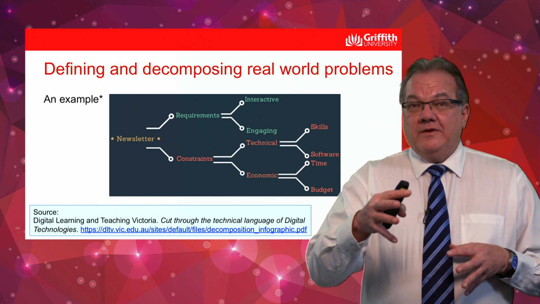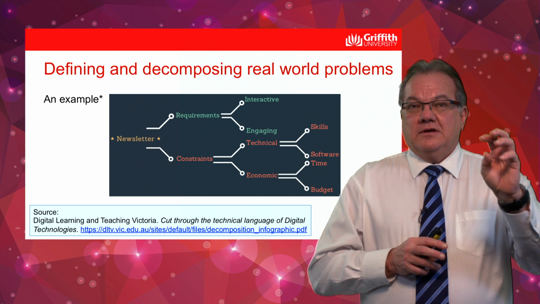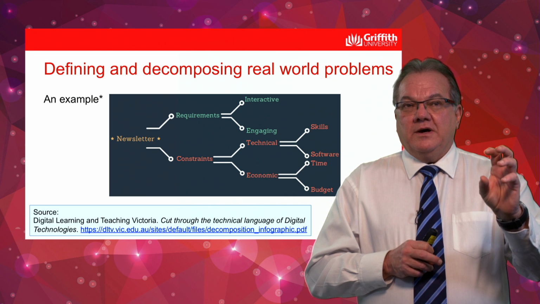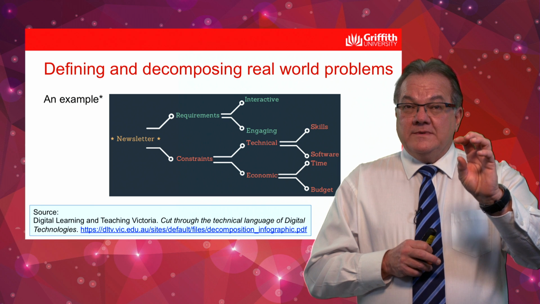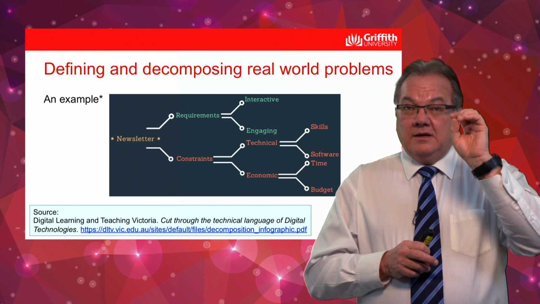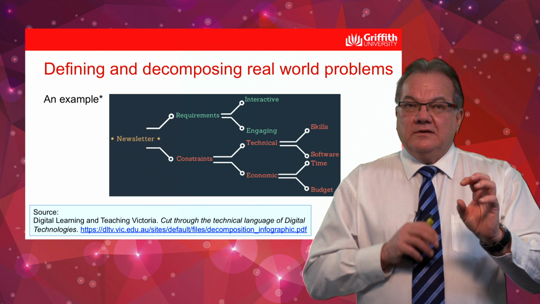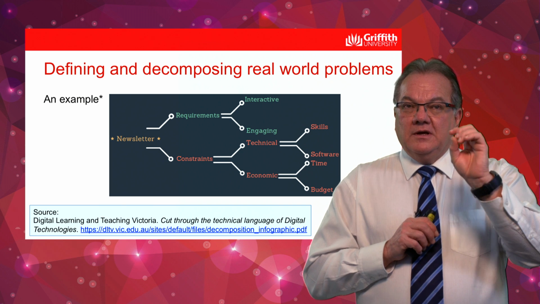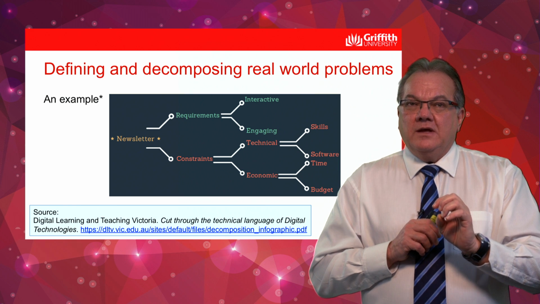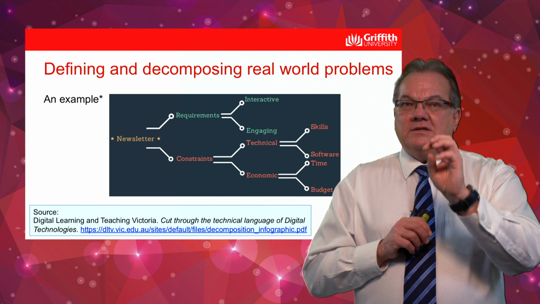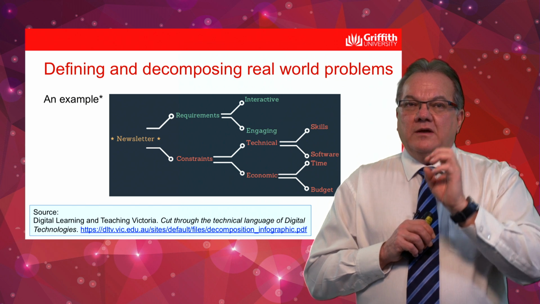So moving forward, the graphic which is provided in that particular resource shows how this can be decomposed from the newsletter into requirements and constraints. And we know that the requirement of the newsletter was that it needed to be interactive and engaging. The constraints, which were central to the task, to identify those constraints and decompose them, can be separated as being technical and economic. This is one way of decomposing constraints. And the technical can be broken down further into smaller parts of skills and software and time and budget.